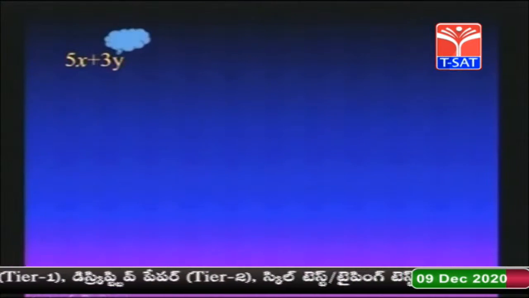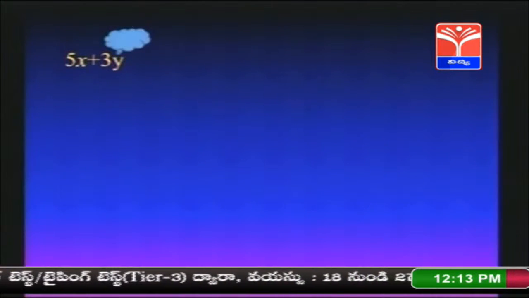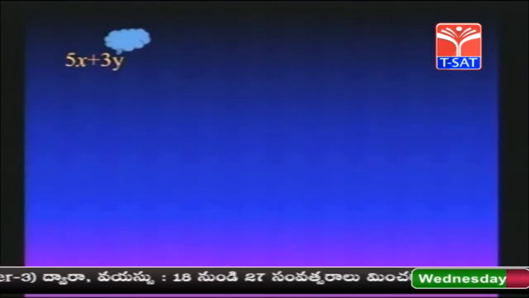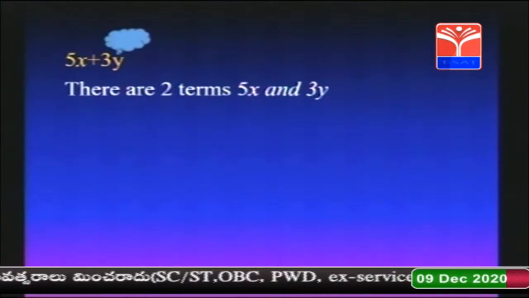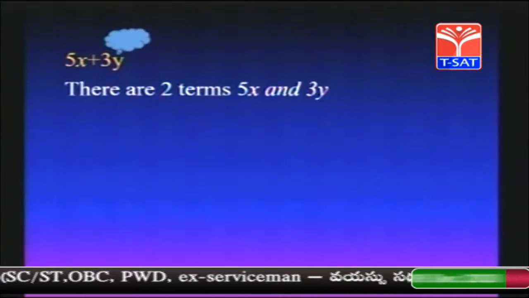Next, one more example, 5x plus 3y. Now children, can you see how many terms are there in this expression? Yes, there are two terms. The terms are 5x and 3y.